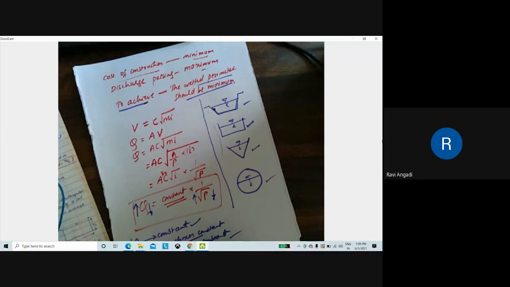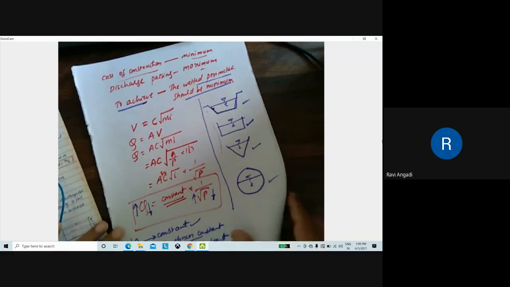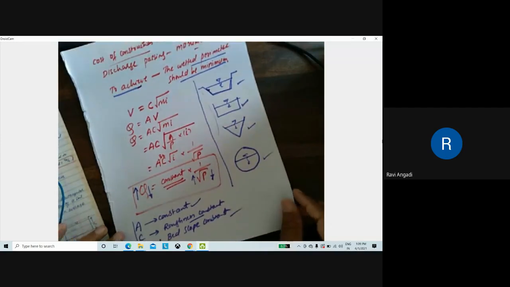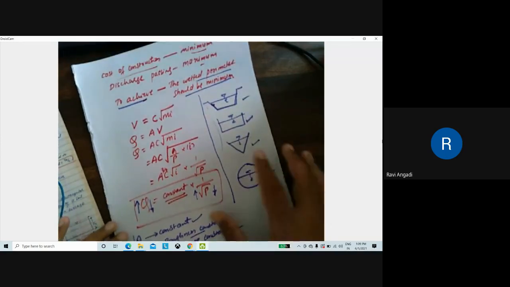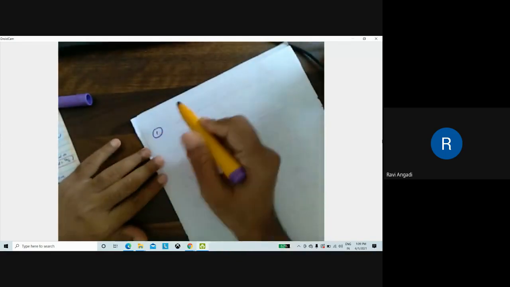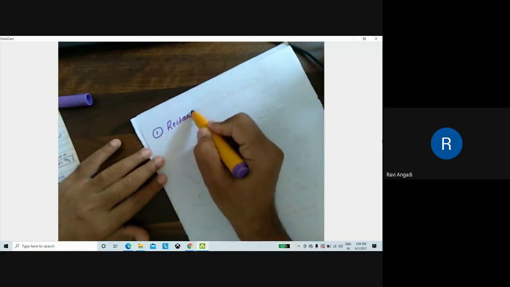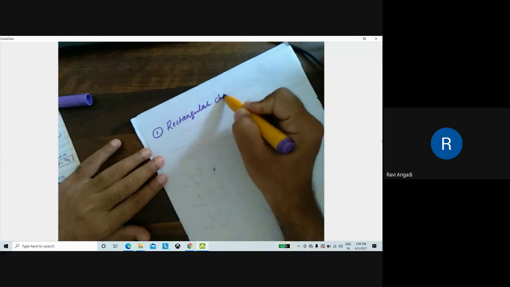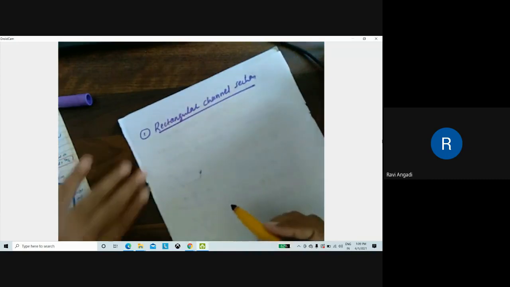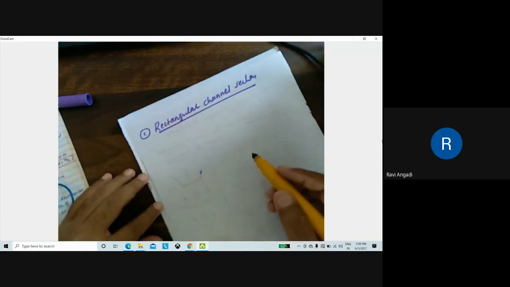Now we have to think about how to reduce the wetted perimeter for each channel section. We'll take them one by one and do the derivations of these channel sections. I hope you understood this much. Next, I'm going to take the first channel section, the rectangular channel section. Now I have to get the most economical channel section dimensions here.